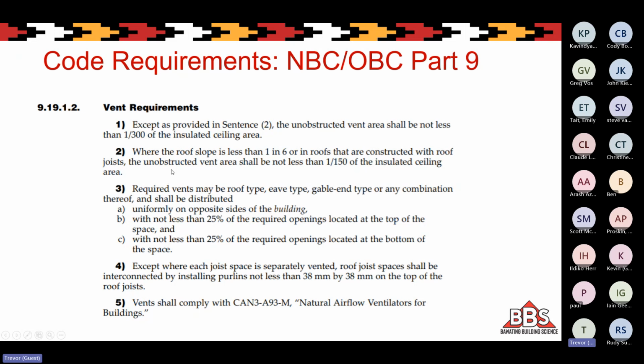So what sentence 2 says is where the roof slope is less than 1 in 6, or in roofs that are constructed with roof joists, the unobstructed roof vent area shall not be less than 1 out of 150 of the insulated area. This is a part of the code I have a bit of a problem with, because I think they basically just know that the lower the slope of the roof is, the more ventilation you need. But they really just took a gross stab at saying, well, let's make them put twice as much in, and hopefully that works. But as we know from before, there are other factors that can really play in here, and this may not be sufficient for some lower slope roofs.